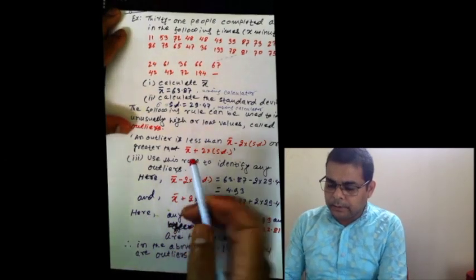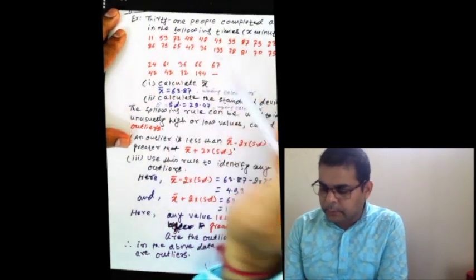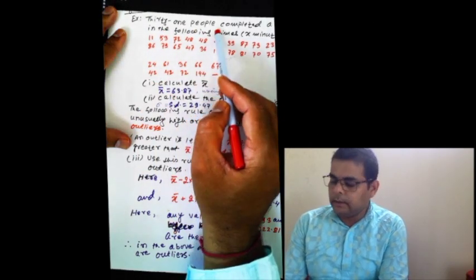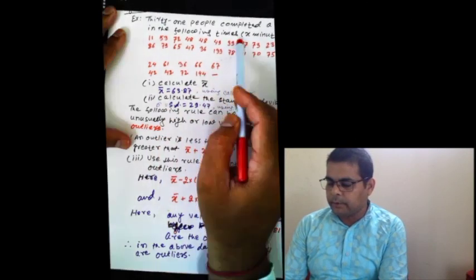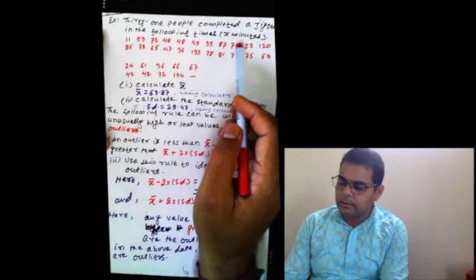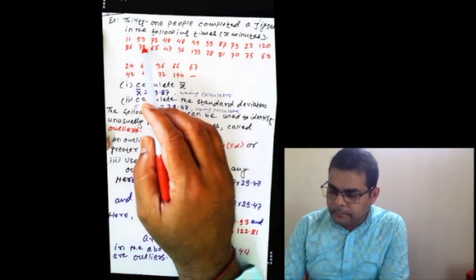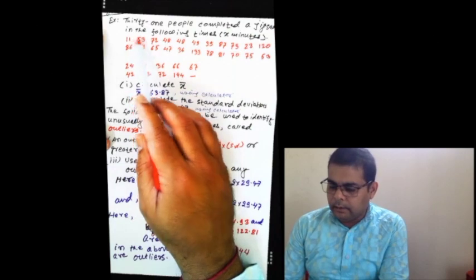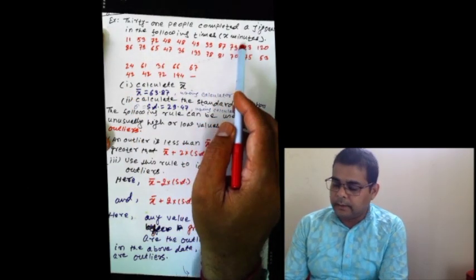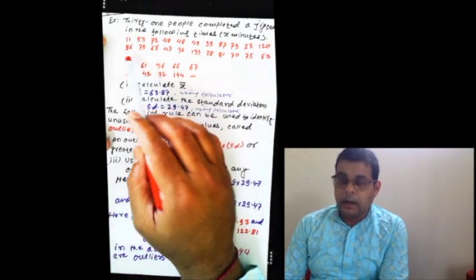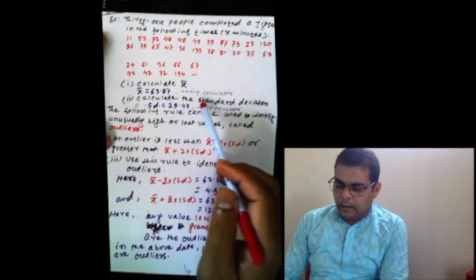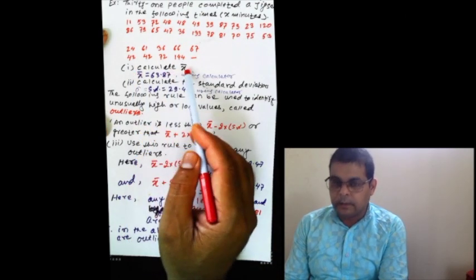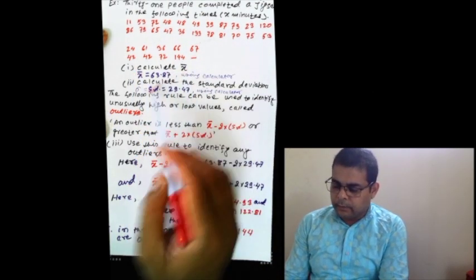Okay, we shall now discuss some of the examples here. The example states that 31 people completed a jigsaw in the following times, x minutes. You can see this is a jigsaw, and it states that 31 people completed a jigsaw in x minutes, and the data for the time in minutes are given like this. And then for this data, question number 1 says to calculate x bar and then to calculate the standard deviation.